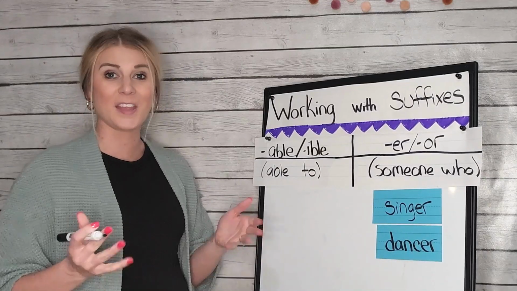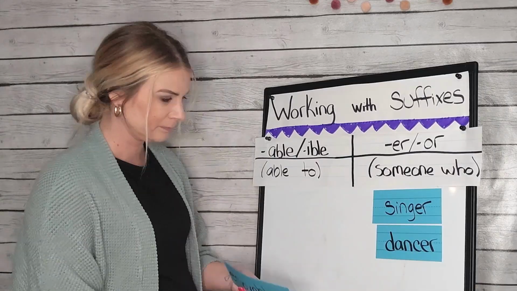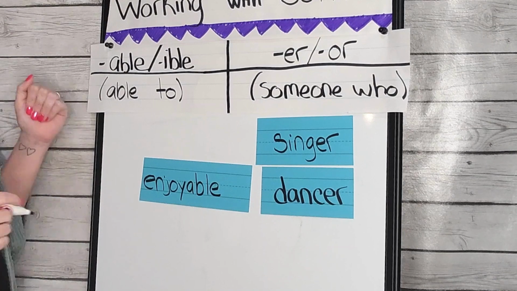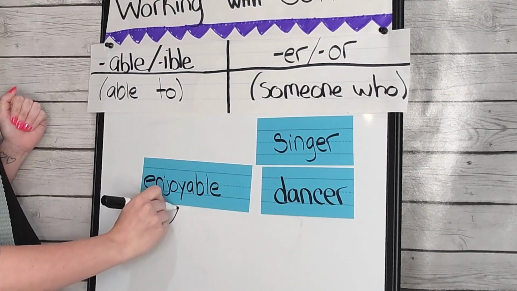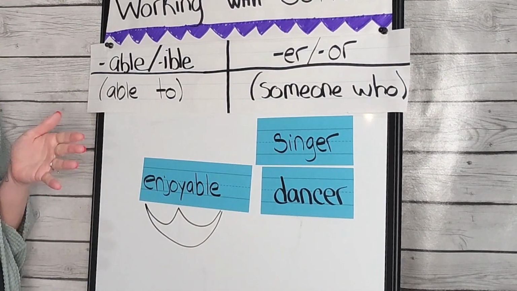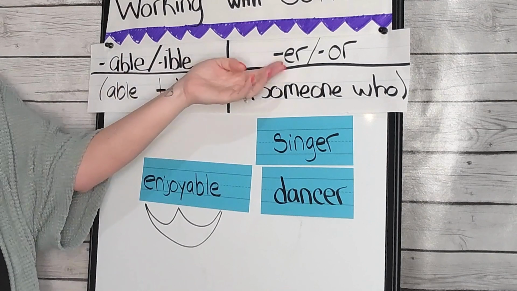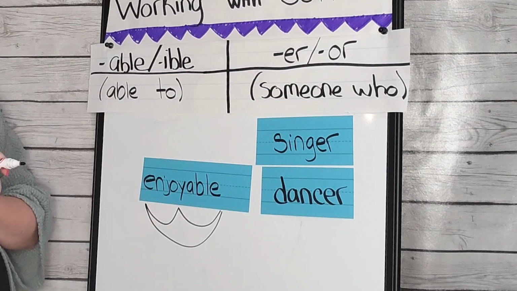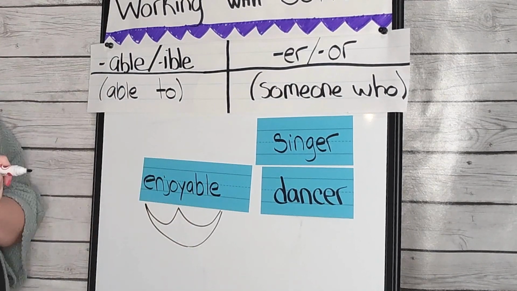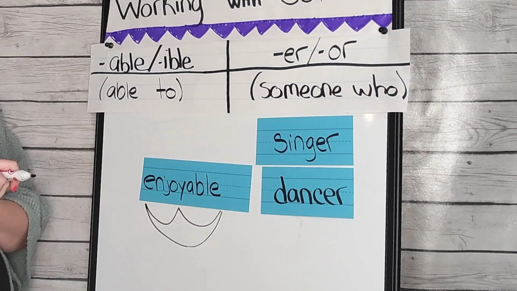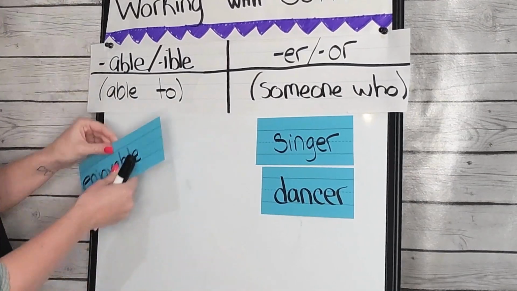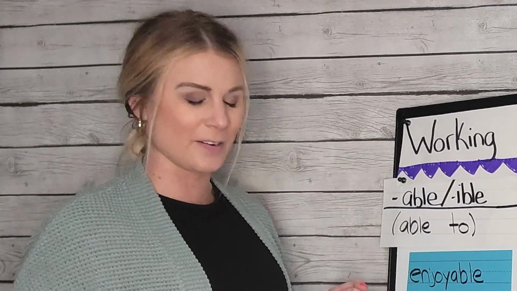Readers, you're doing great. Here's our next word. Here we go. Let's loop and swoop this word. Enjoyable. What suffix do you see at the end of this word? Is it able or ibble, or is it er or? You're right. I see able at the end of this word too. Enjoyable. The snow cone and slushy was so enjoyable. Let's put this word into the correct column. If something is enjoyable, it's able to be enjoyed.